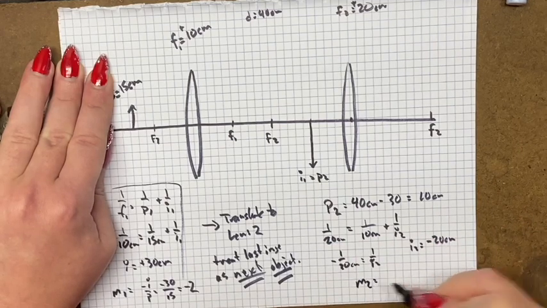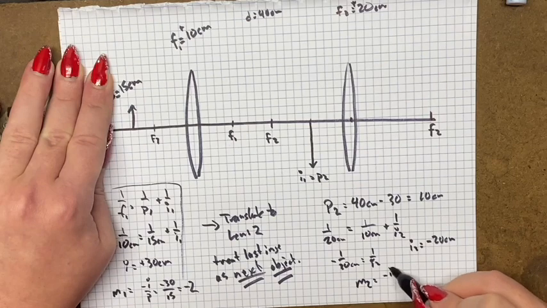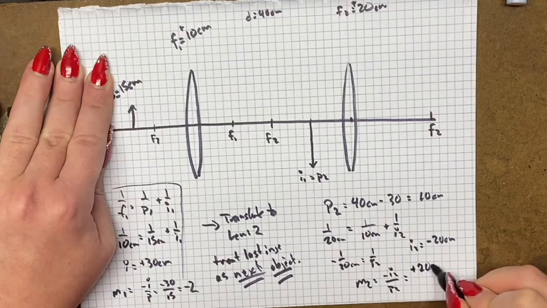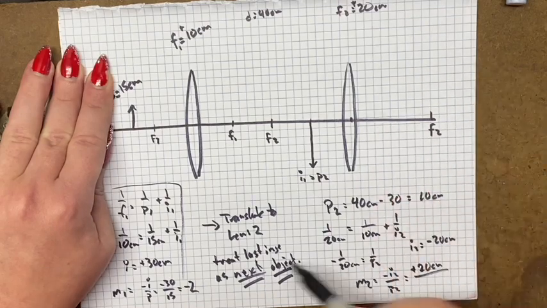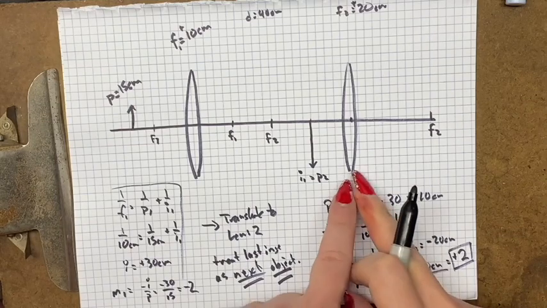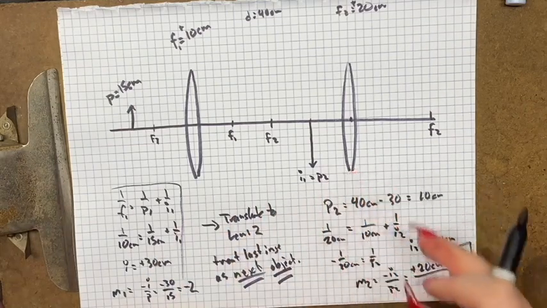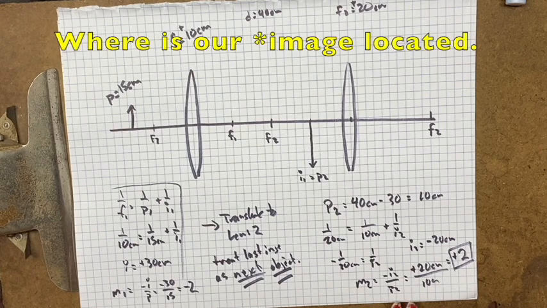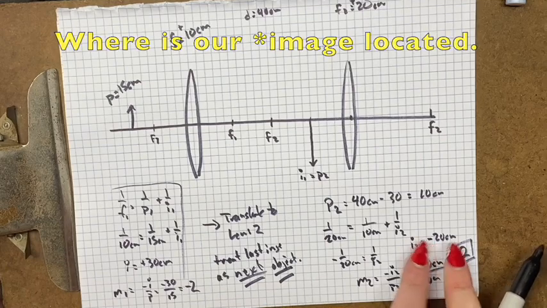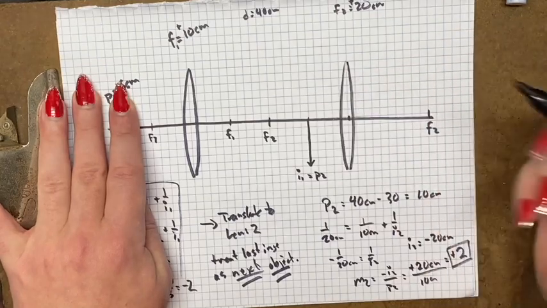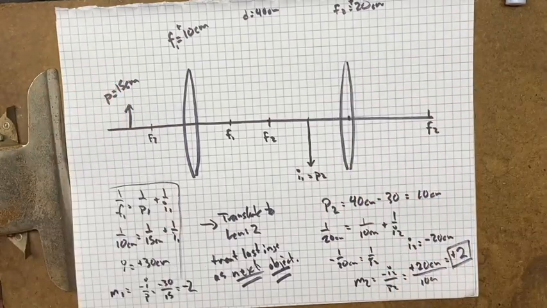And then magnification 2 is minus I2 over P2, which is negative 20 over object 2, we said here was 10. That equals plus 2. And I think this was exactly the situation we did for the second demo on the lenses. So where is our object located? It is minus 20 centimeters from the second lens. This is 10, 20, here we go. Image 2 is at that point.